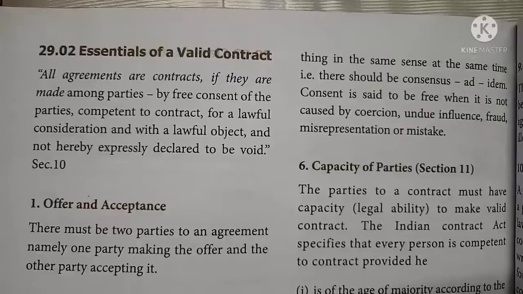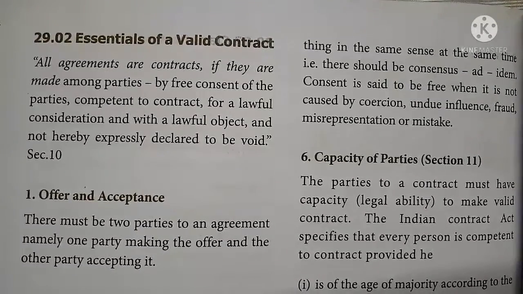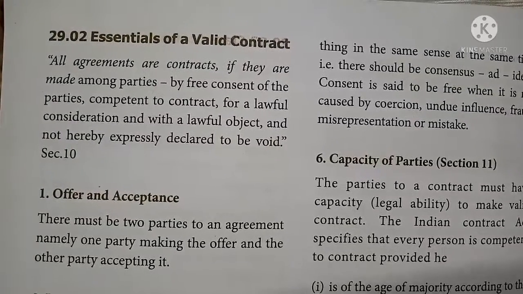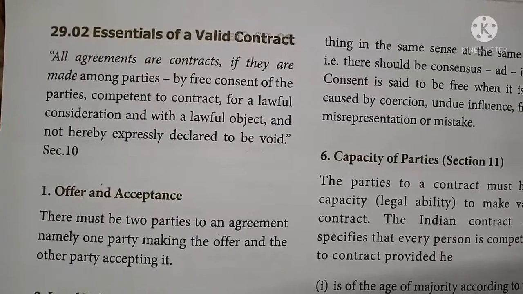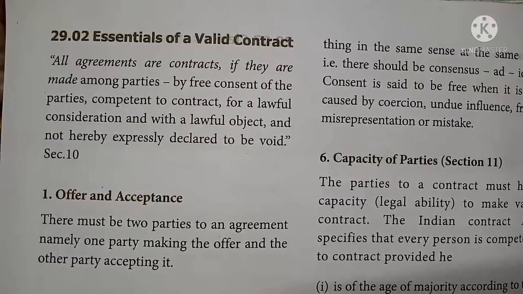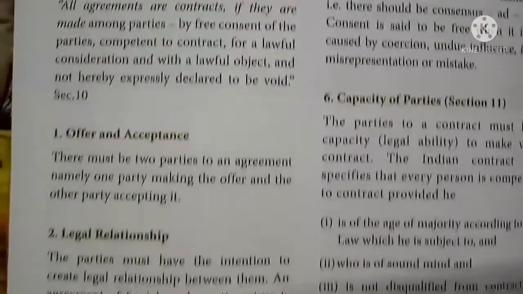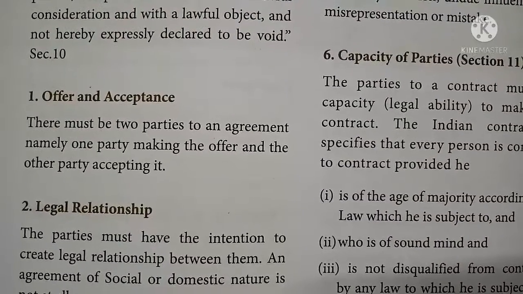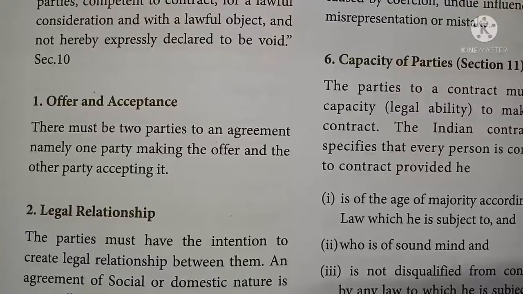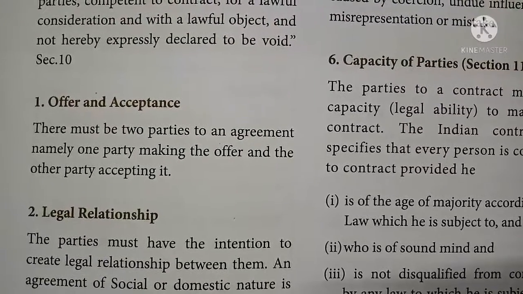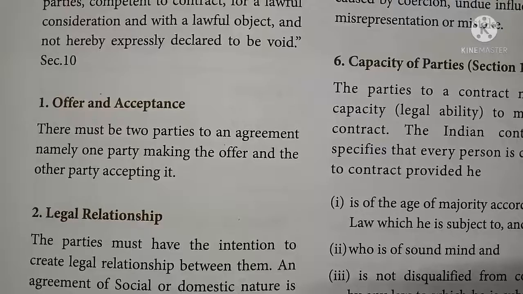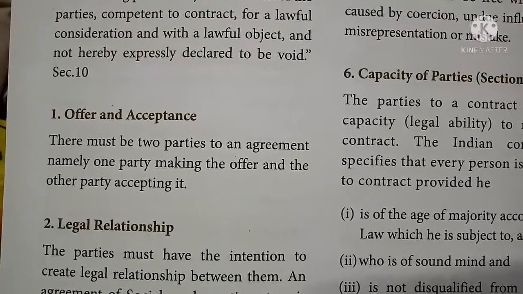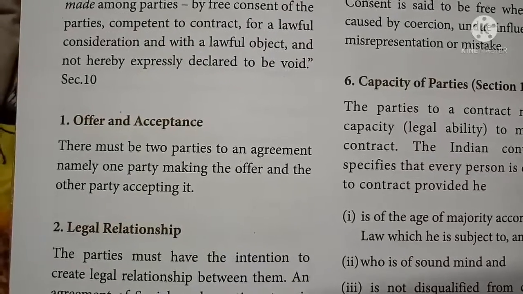Next, essentials of a valid contract. For a contract to be a legal contract, certain essential points should be considered. The first is offer and acceptance. There must be two parties to an agreement, namely one party making the offer and the other party making the acceptance. Both offer and acceptance are applicable for a contract to be a valid one.